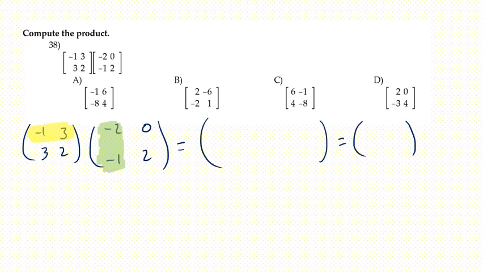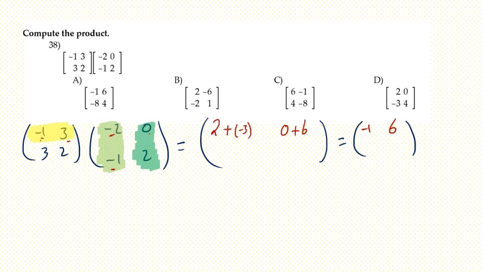So I multiply negative 1 by negative 2, negative 1 by negative 2 gives me 2, plus 3 by negative 1, which is negative 3. And then I multiply the same row, the one in yellow, by the other column, which is green. So negative 1 by 0 is 0, and 3 by 2 is 6. So 2 minus 3 is negative 1. 0 plus 6 is 6.